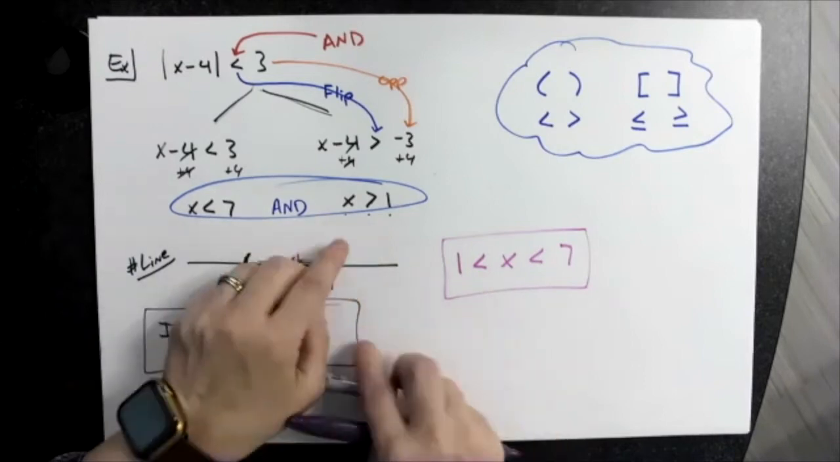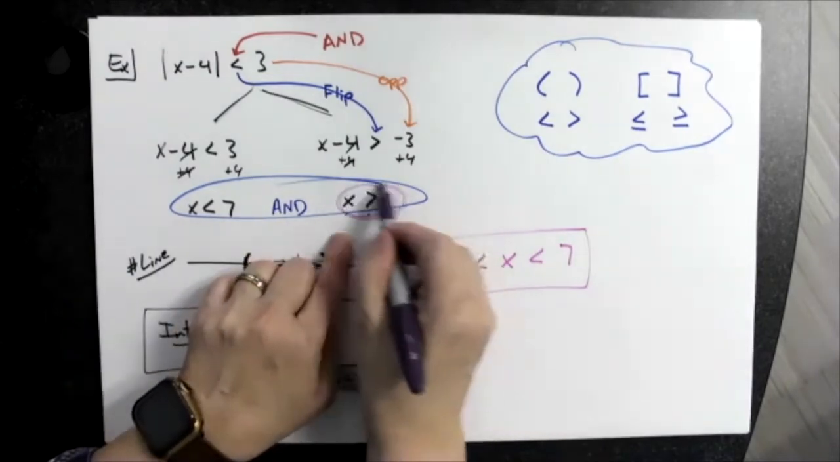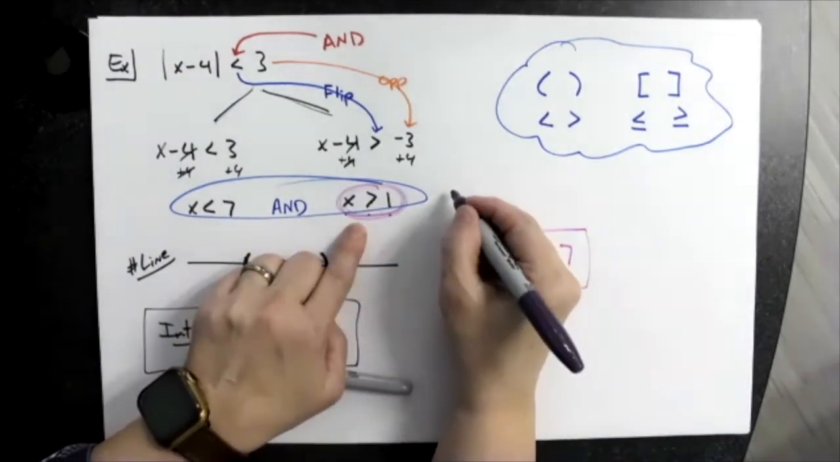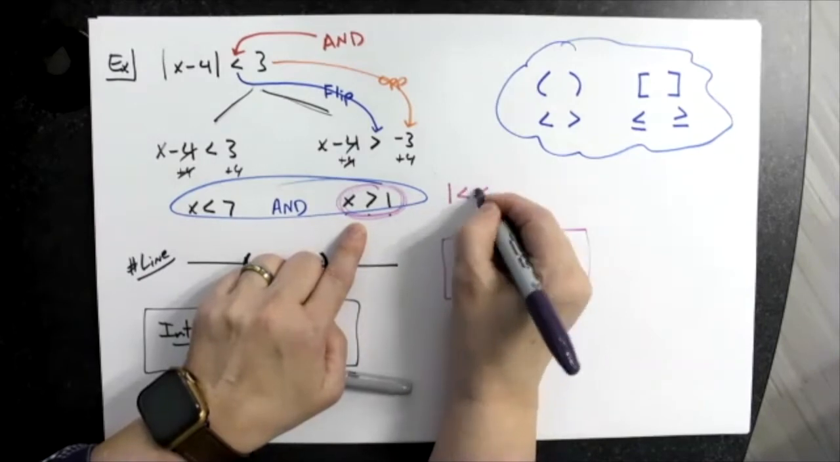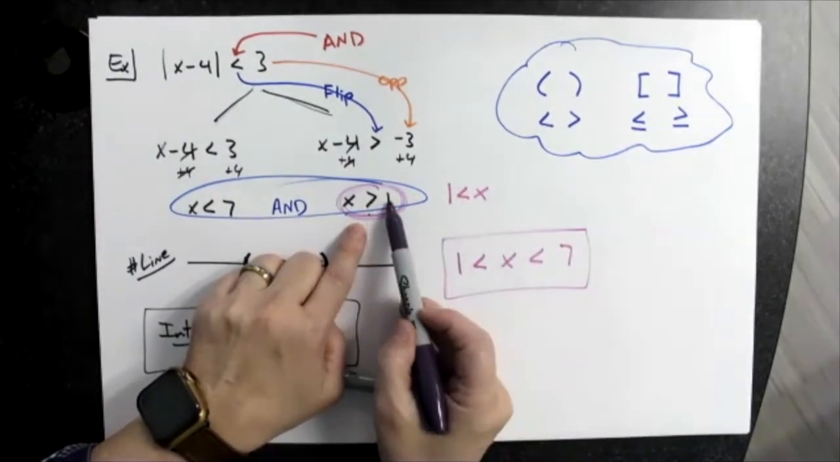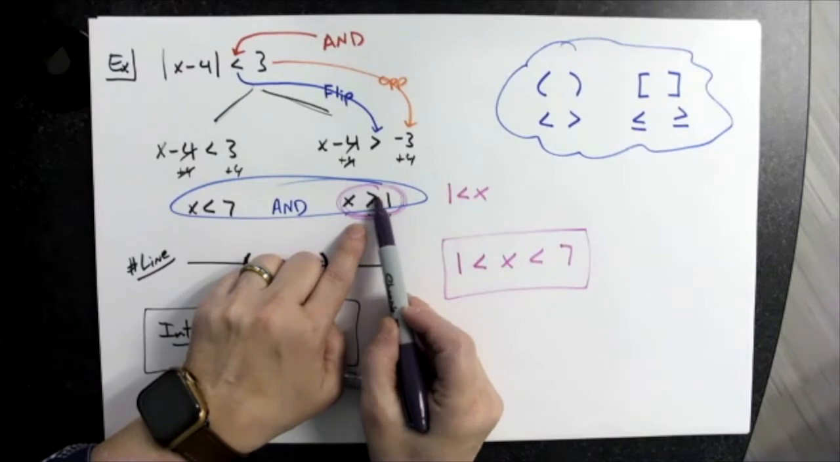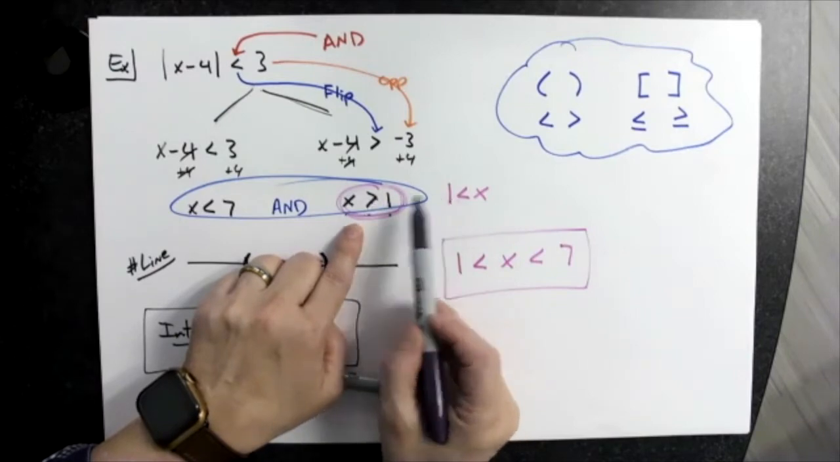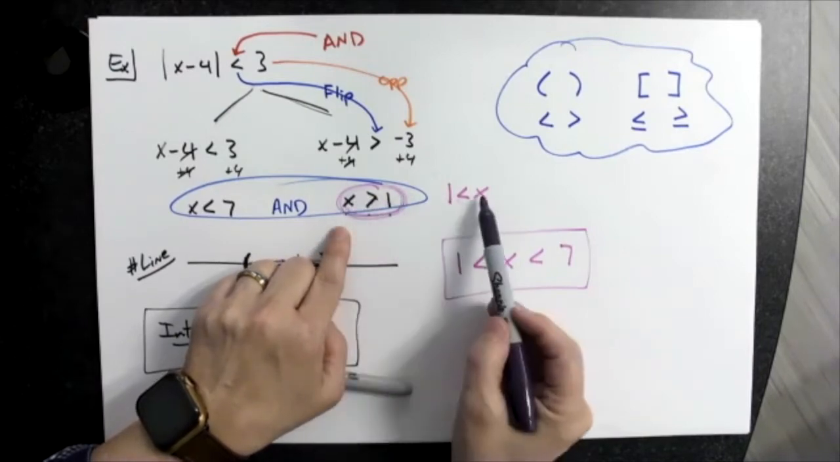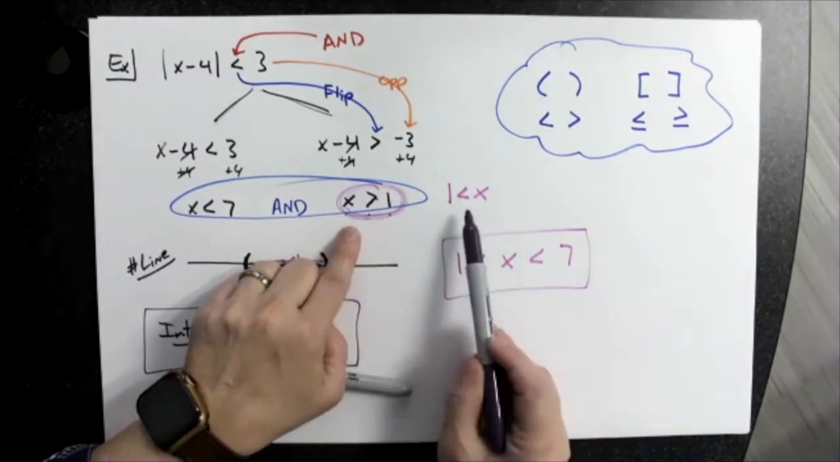Because didn't you remember from middle school when you first learned inequalities, this right here is the exact same thing as saying 1 is less than X, because you can flip it around, right? The 1 is on the pointy side, the X is on the fat side. So this can be written like this.